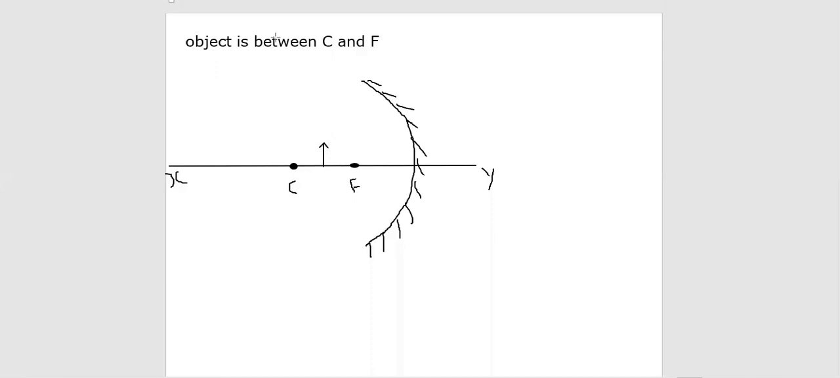So this is an object. Object is between center of curvature and focus. You can see O is an object, and that object is lying between center of curvature and focus. C is nothing but the center of curvature. Just a second. F is focus. C is center of curvature and F is focus.